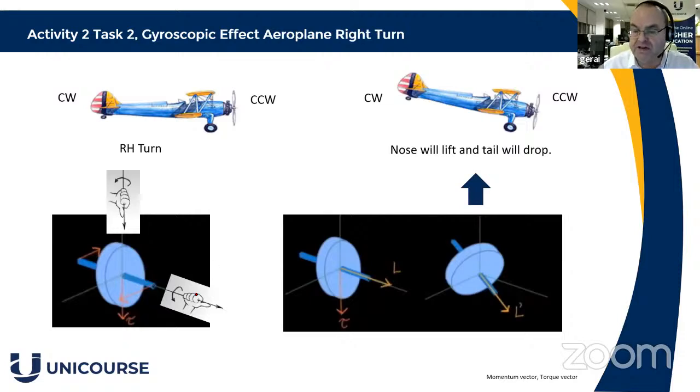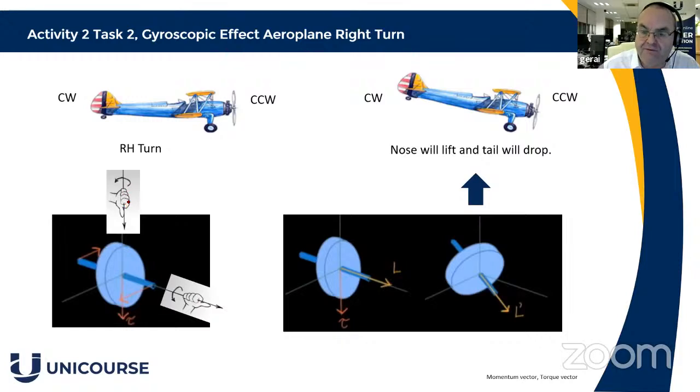Again, the same process again. So we've got the same engine going in the same direction, clockwise, counterclockwise, looking from the front. So our momentum vector is going to be in the same direction. However, the torque vector is in the opposite direction because, if you look at the direction of the forces causing the torque, they're trying to turn it in the opposite direction.